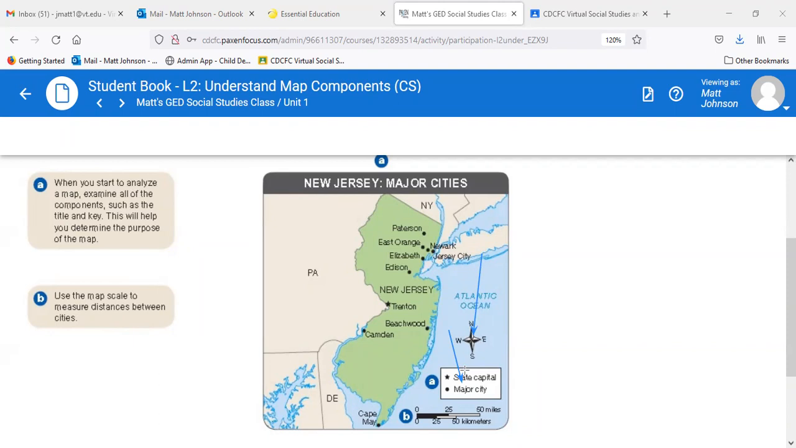And then our little scale down here, like I said, it corresponds to some standard of measurement, either metric or imperial. And you'd be able to set a ruler up against that and realize, okay, well, an inch is 50 miles. And then that's how you would measure on the map.